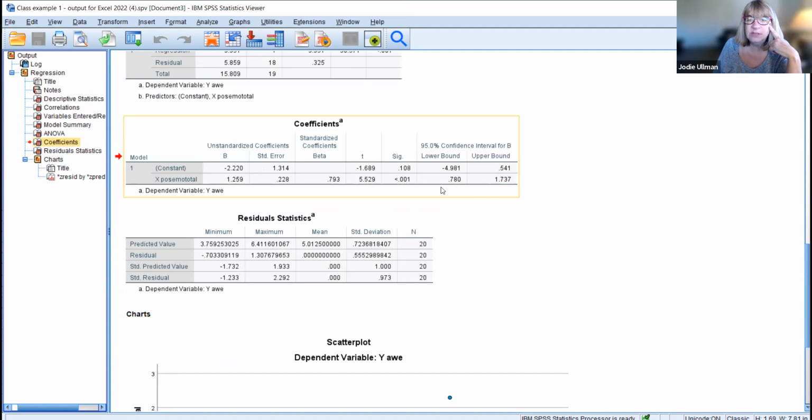And then finally, confidence intervals, important. This is the confidence interval for this slope. So the 95% confidence interval for this slope of 1.259 ranges from 0.780 through 1.737. So if you didn't have this significance, how would you know that slope was significant? Because it doesn't include zero.